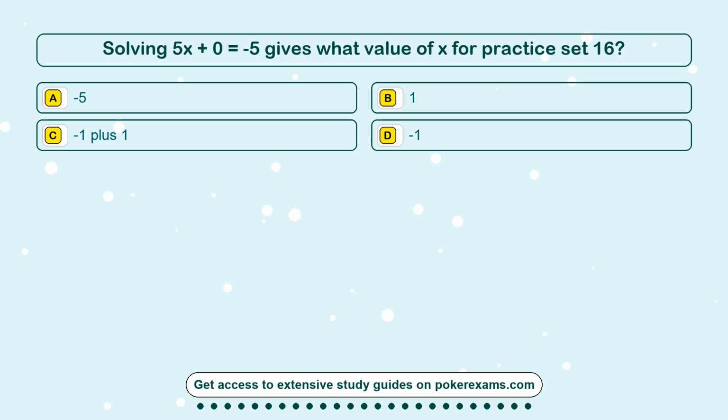Question 9. Solving 5x plus 0 equals minus 5 gives what value of x for practice set 16? Option A, minus 5. Option B 1. Option C, minus 1 plus 1. Option D, minus 1.